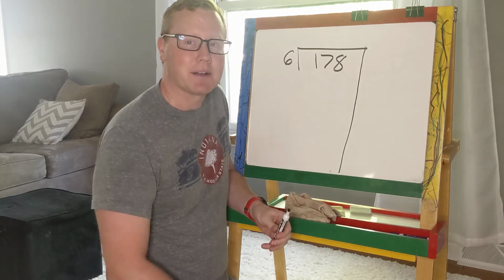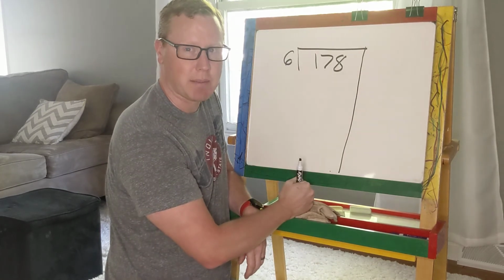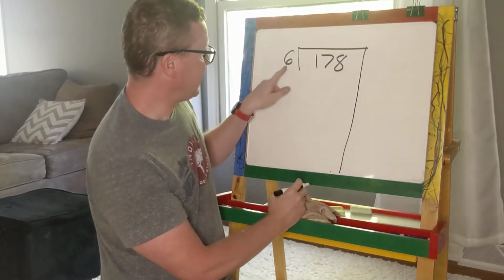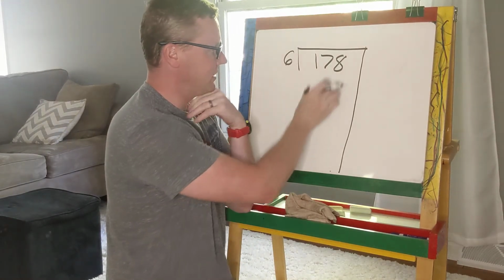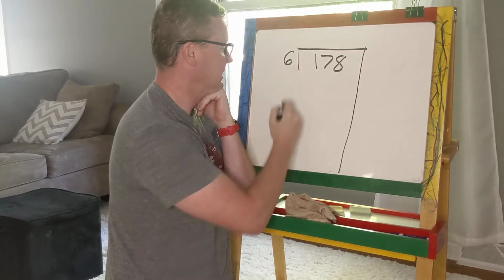All right, welcome back. So we're going to try to find out what this one is, and it should have a remainder in it. As we're looking at this one, we're trying to figure out how many times does 6 go into 178. So we're going to try to get this number down to 0 by adding our multiples.